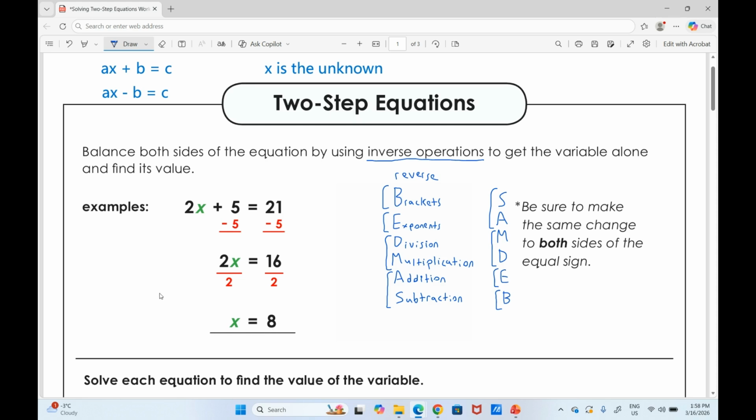And we already talked about how to check our work. If I replace x with 8, is it true that 2 times 8 plus 5 equals 21? Well, 2 times 8 is 16, so is it true that 16 plus 5 equals 21? Yes, so we know that our answer is correct.